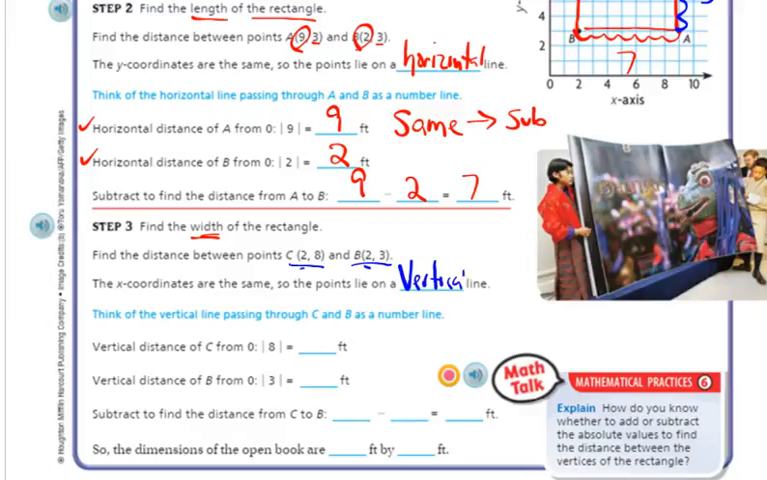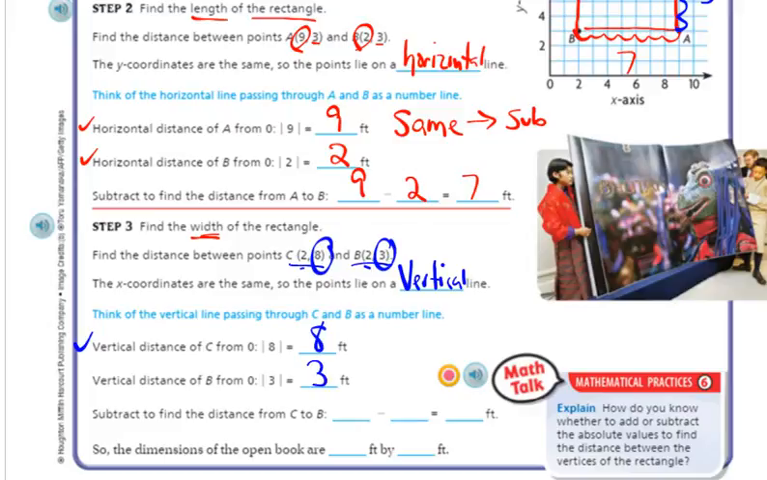It means up and down. So I'm going to focus my attention on the 2 numbers that are different, the 8 and the 3. I'm going to find the absolute value of 8 and the absolute value of 3, and I'm going to subtract to find the distance between. So the vertical distance of C from 0, absolute value of 8, is 8, and the absolute value of 3 is 3.